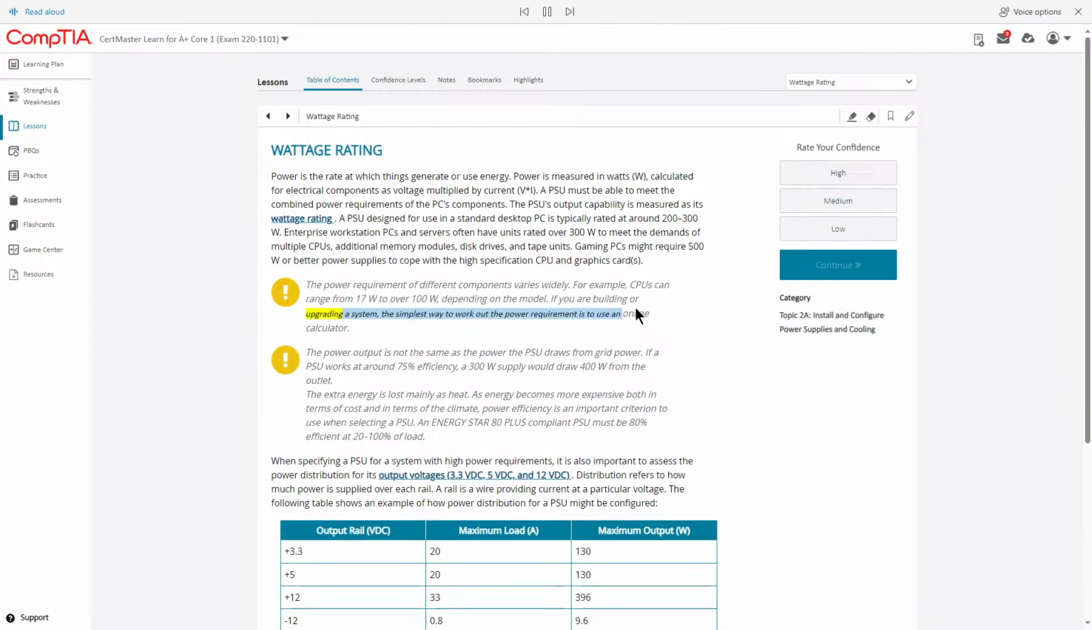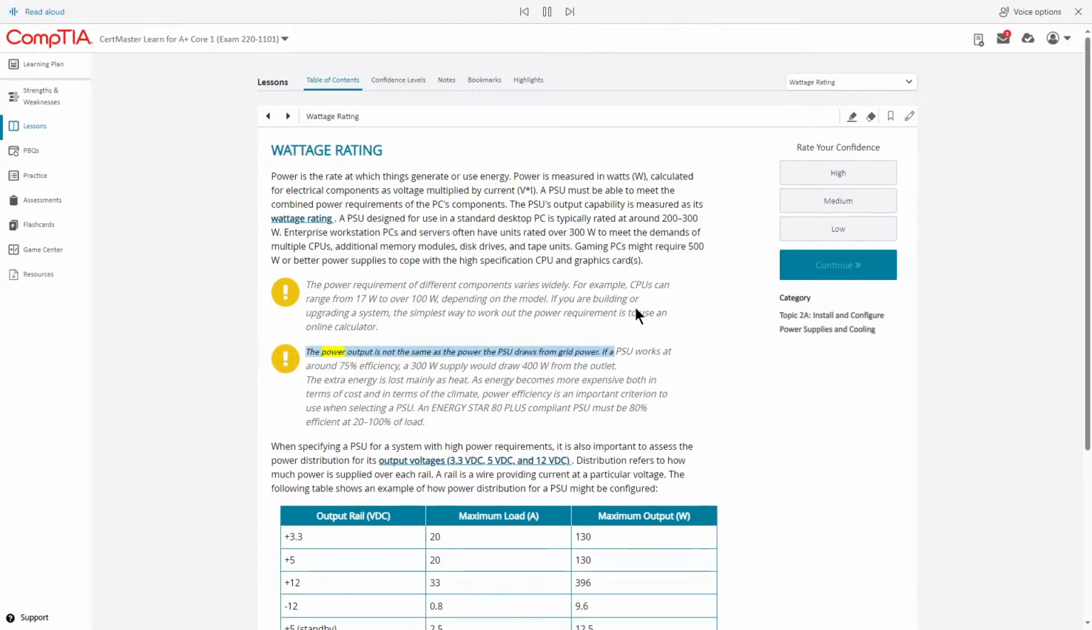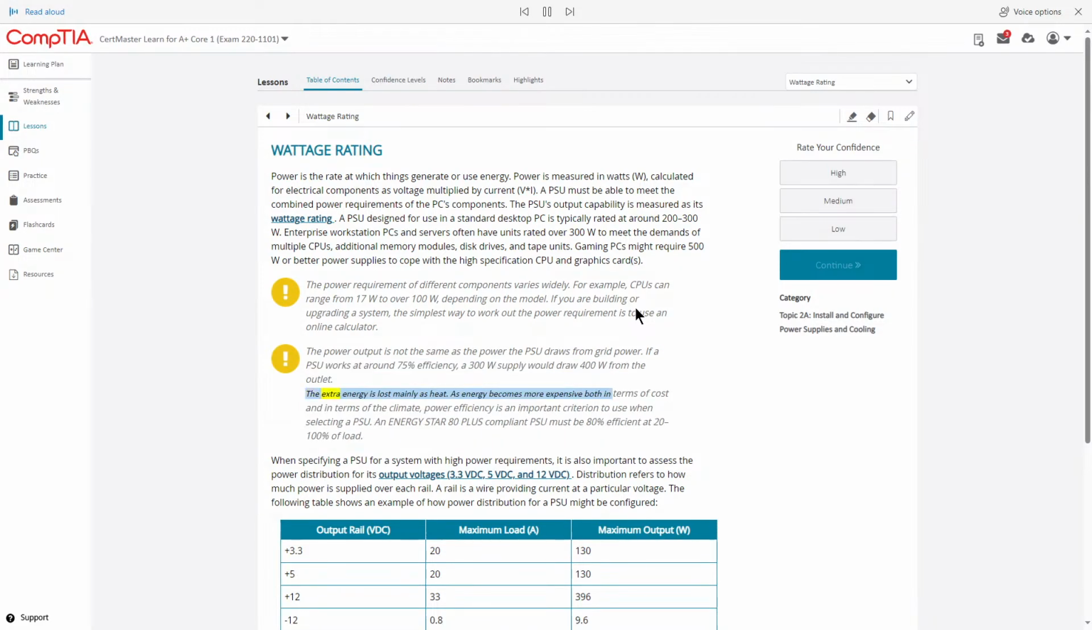If you are building or upgrading a system, the simplest way to work out the power requirement is to use an online calculator. The power output is not the same as the power the PSU draws from grid power. If a PSU works at around 75% efficiency, a 300 W supply would draw 400 W from the outlet. The extra energy is lost mainly as heat. As energy becomes more expensive both in terms of cost and in terms of the climate, power efficiency is an important criterion to use when selecting a PSU.